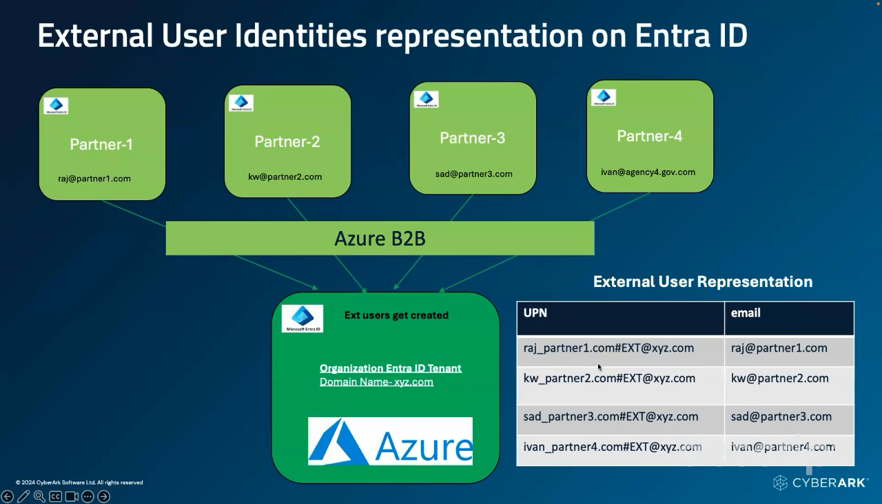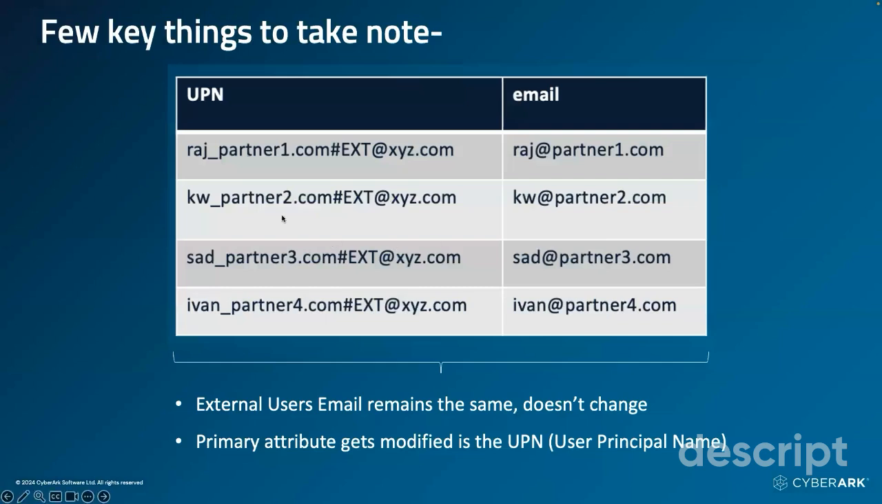The way the UPN is going to look, if this is my email address, is that the @ is going to change to an underscore, and then it is going to represent this particular user as an external user, because this user is coming from outside, and then it is going to add its own domain name. So this is how the entire user representation is going to look. Just to recap, this is how the user identities are going to get represented in the Entra ID tenant.